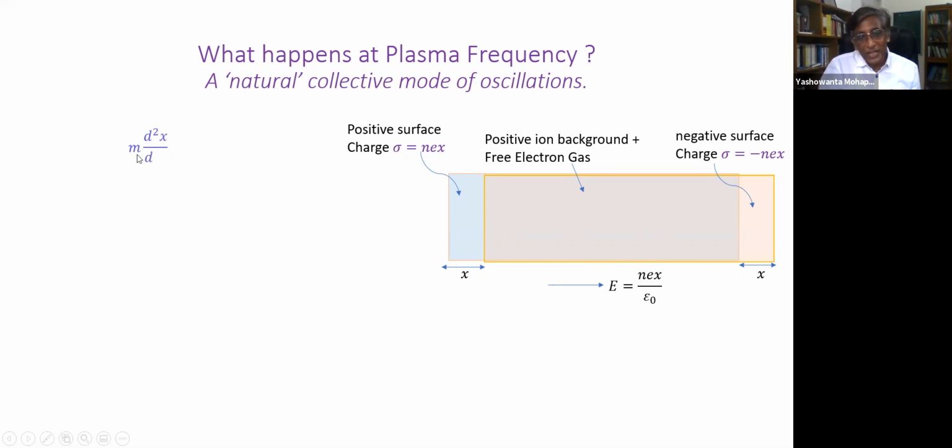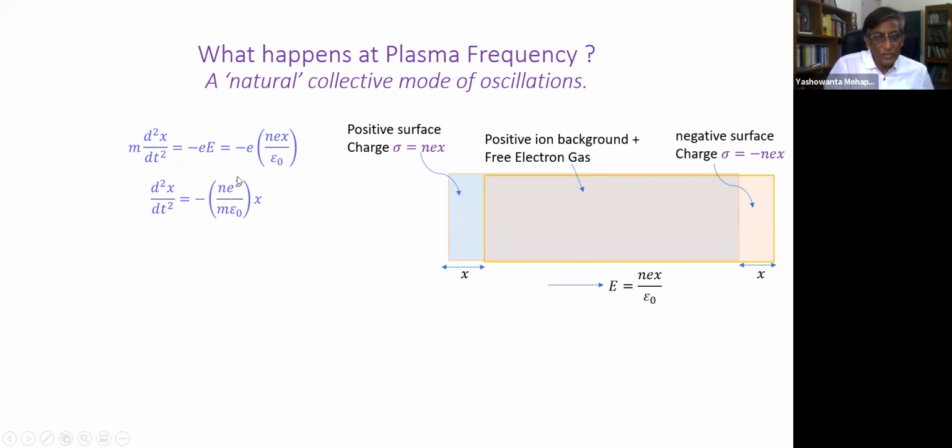Okay, and this is classic SHM, because m d square x by dt square is equal to minus eE, and E is n e x by epsilon naught, and e is the charge. Let's concentrate on one electron, since all electrons are independent. Hence acceleration is proportional to x itself. This is classic simple harmonic motion. I can rewrite this as d square x by dt square equals minus, and this minus is important because it's a restoring force, n e square by m epsilon naught x.